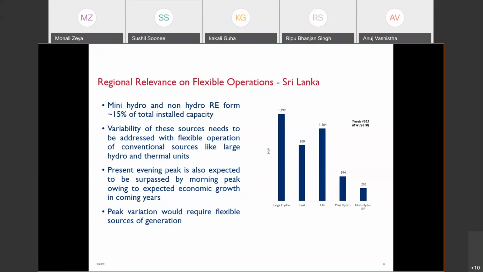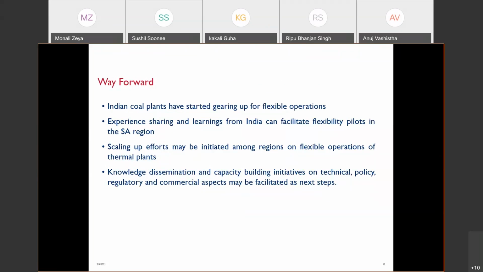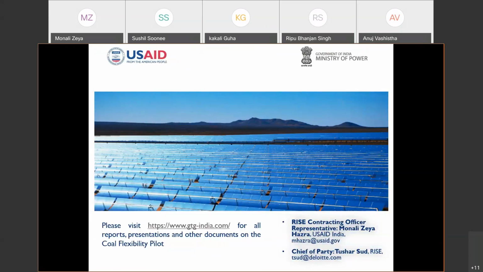I think that sums up the overall presentation that we had. The next steps would be to look at experience sharing and learnings in greater detail. This was a very short synopsis of what we did in the pilots, but we would be keen to disseminate more on the technical, policy, regulatory, and commercial aspects in the near future. Regional sharing would be interesting, considering that Indian coal plants have already started gearing up on a large scale for flexible operations. So thank you so much for the patient listening.